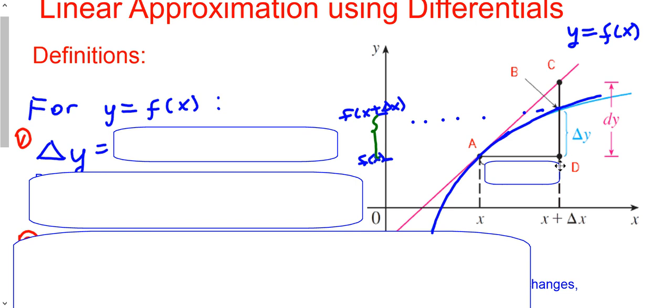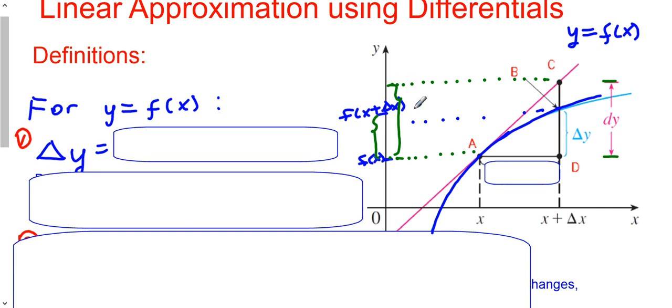And dy is how much we have moved from the original y coordinate along the tangent line. So when you move from x to x plus delta x along the x-axis, how much did your y values move along the tangent line? So that moved this much, from here to here. Along the tangent line, we move that much. So this is your dy, as indicated over here.